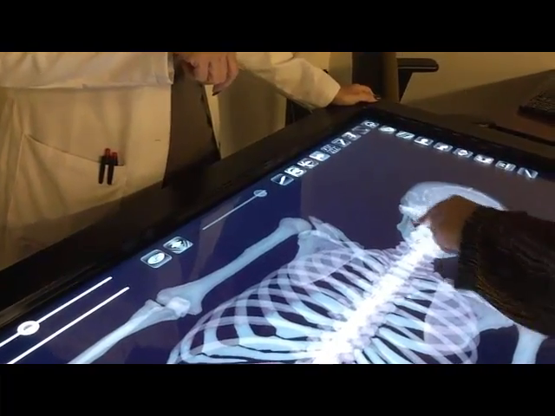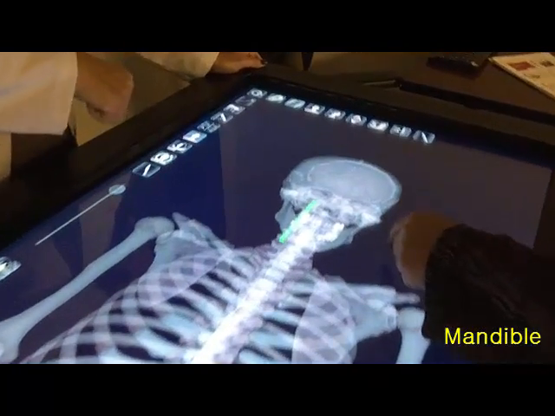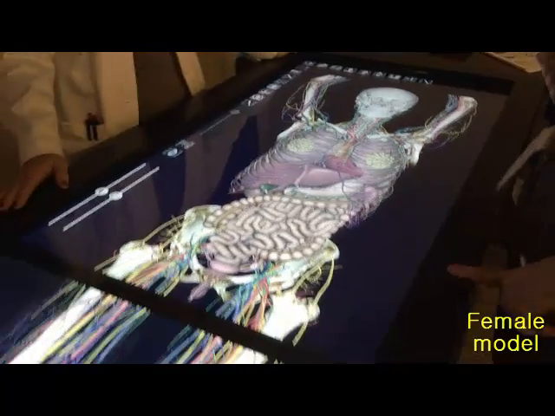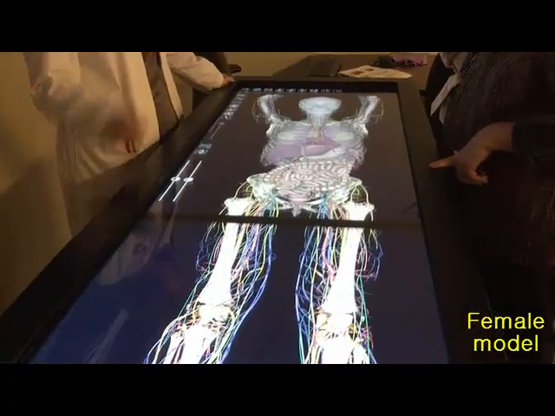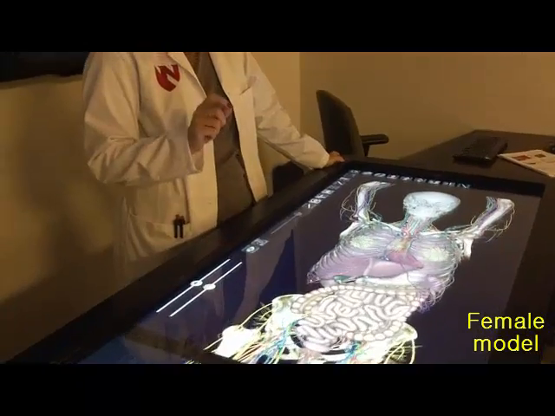Mandible. Mandible. There you go. And we actually had our students name the models. The first one is JT, and then the second one, Darla, and then this one is Josie.